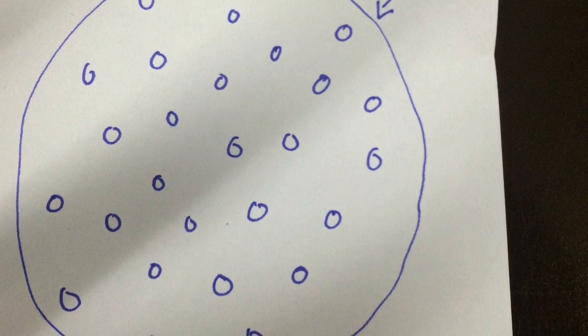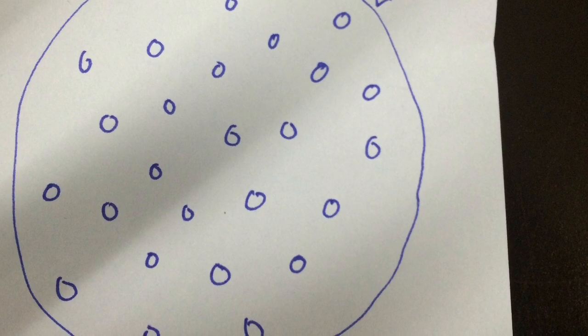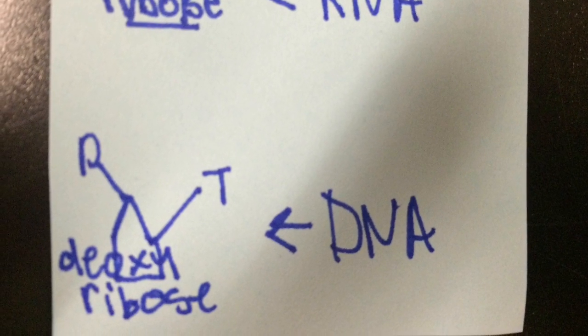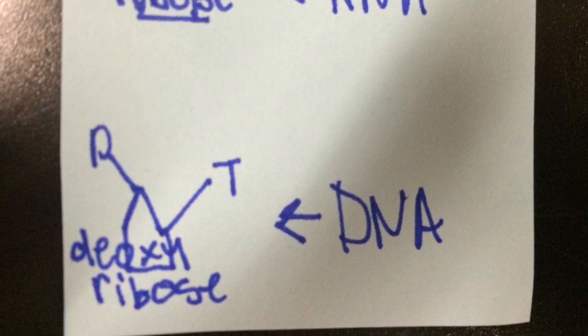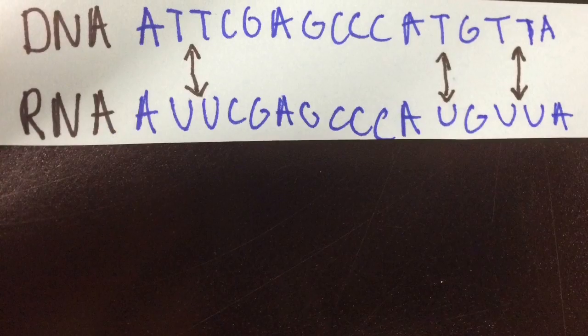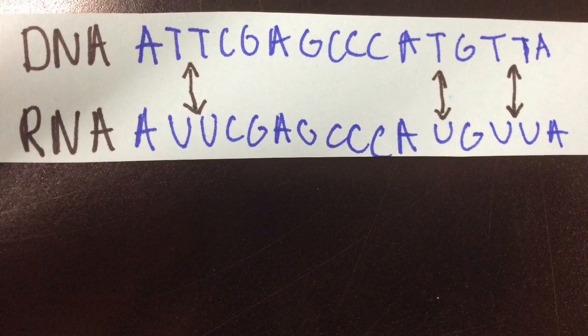The polymer of RNA is nucleic acids and the monomer is nucleotides. Unlike DNA, RNA consists of a phosphate group, ribose sugar instead of deoxyribose, and one of the 4 nitrogenous bases, guanine, cytosine, adenine, and uracil, as opposed to thymine in DNA.